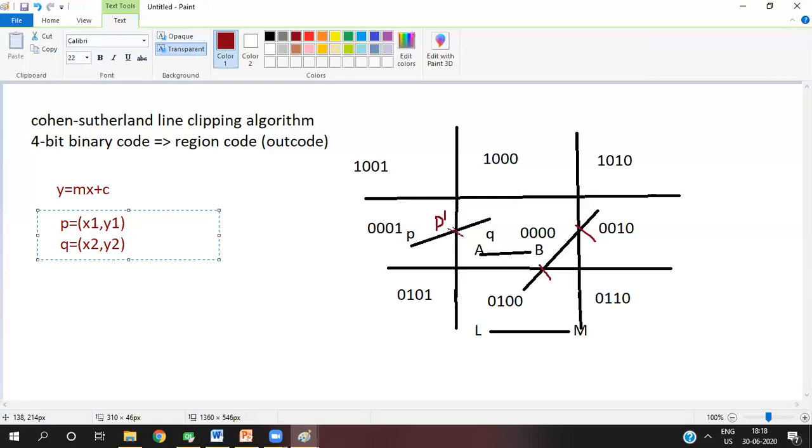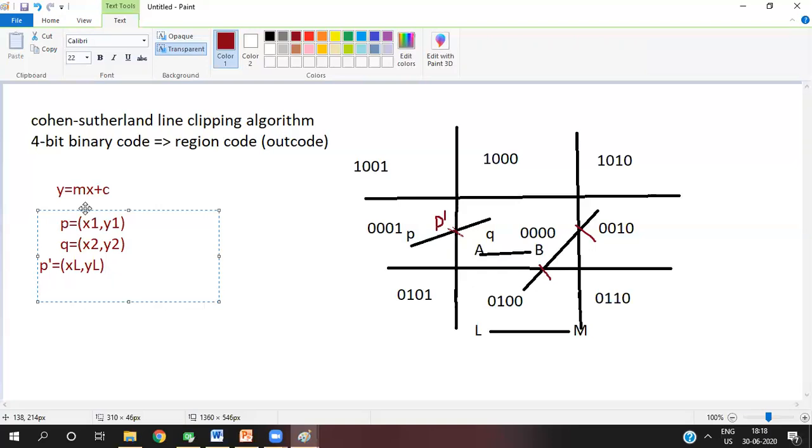And I will consider p dash as equal to xl yl. Why xl yl? Because that point lies at the left hand side, that's the reason only. Okay, so I considered it as xl yl. Now calculate the intersection point.